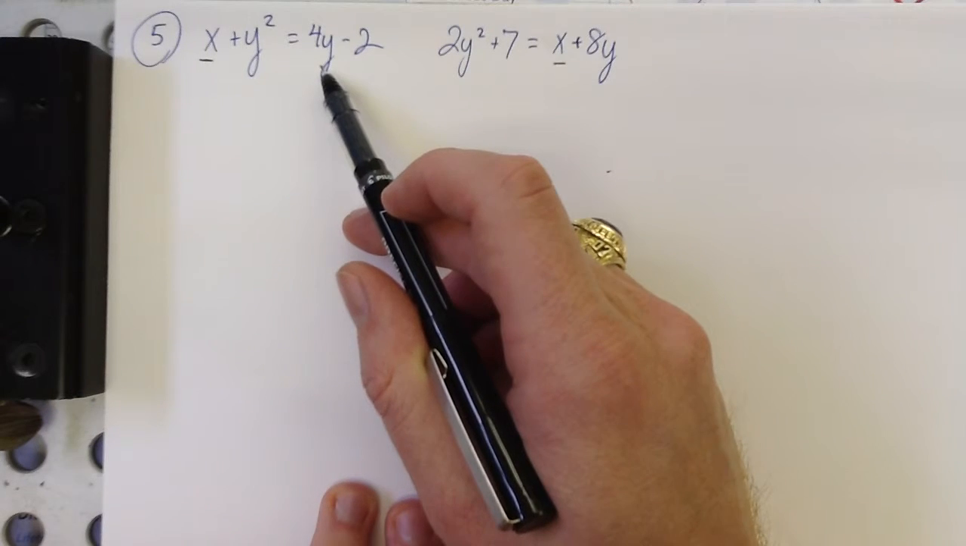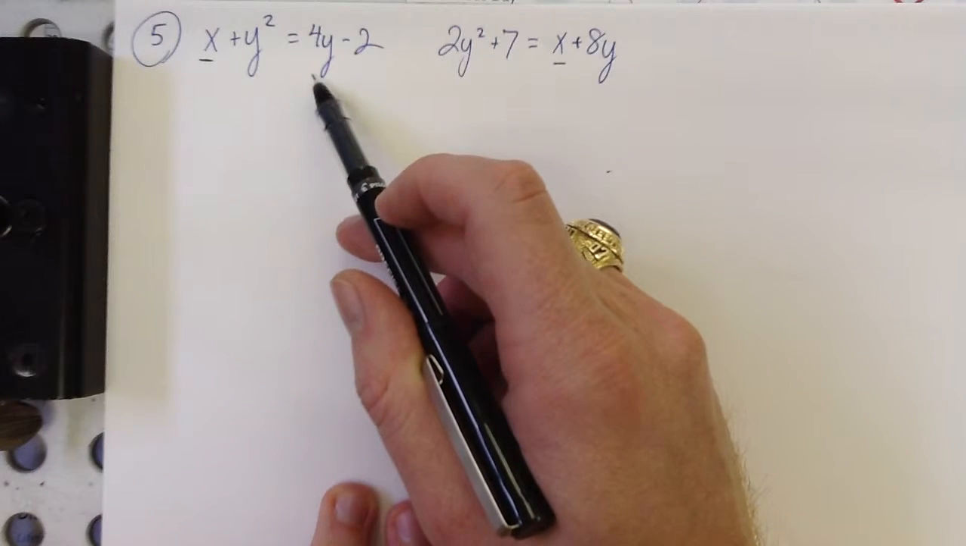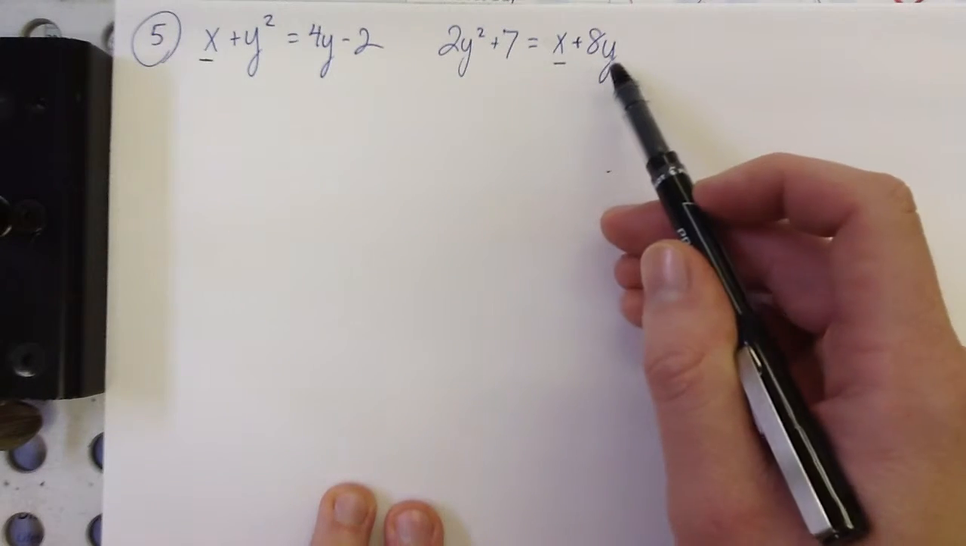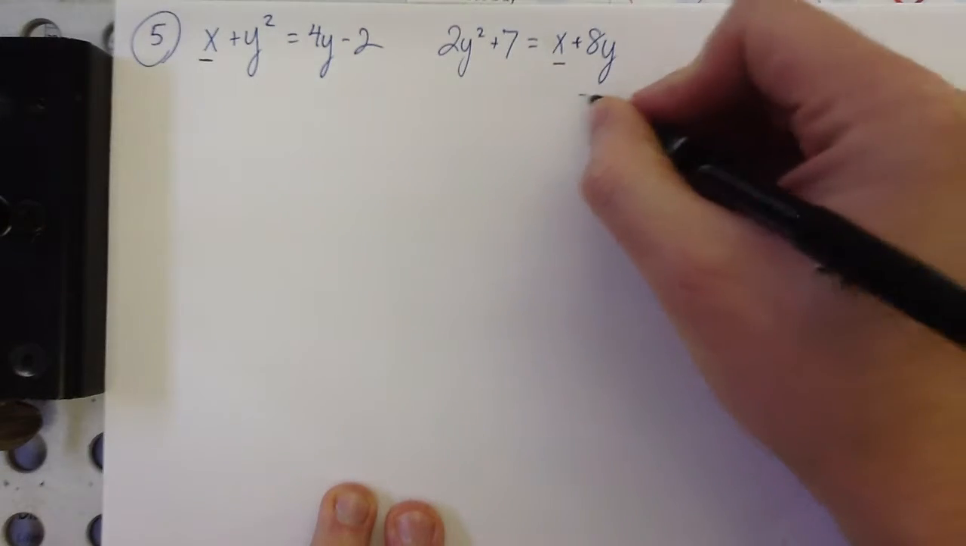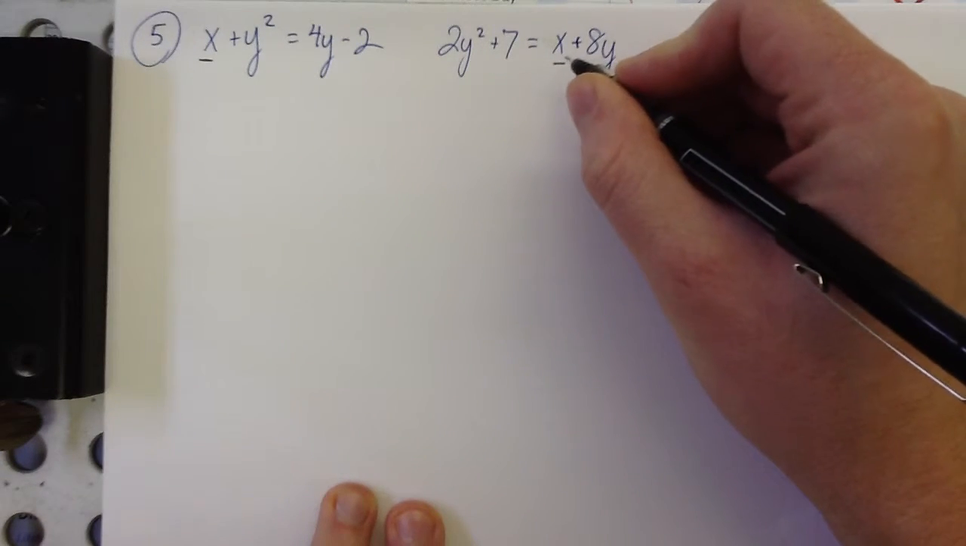All right, I don't like a negative y squared. I just don't like dealing with them. If you don't mind it, then go for it. But I think what I'm going to do is keep the y squared positive, subtract the 8y. All right, so I'm going to solve for x on this one.